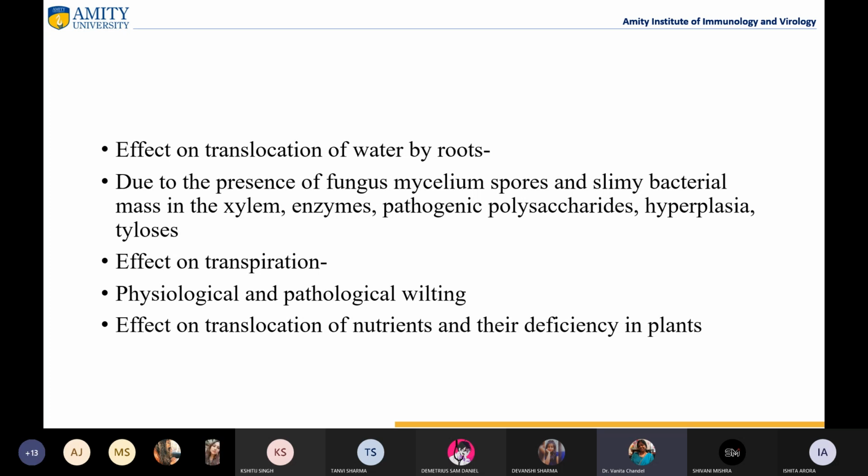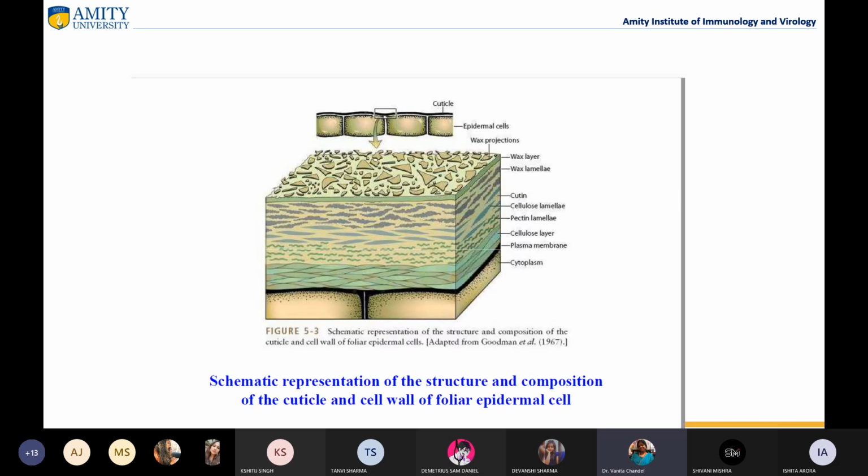So you see here we are using two terms. There's physiological wilting and there's pathological wilting, right? So pathological wilting is usually caused by the pathogen, and physiological wilting is usually caused by water stress, excess of water or less of water condition. So two types of wilting are there, right? Then effect on translocation of the nutrients and their deficiency in the plant. So it could affect that way also, right?